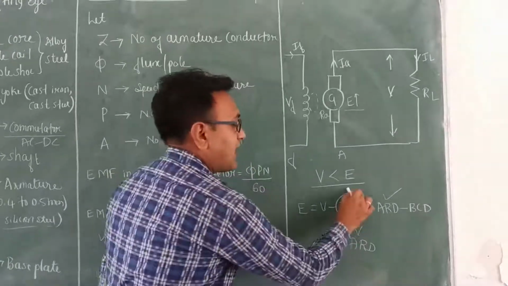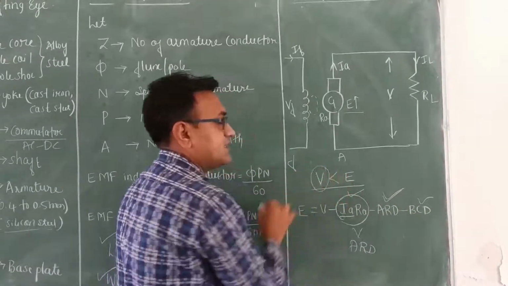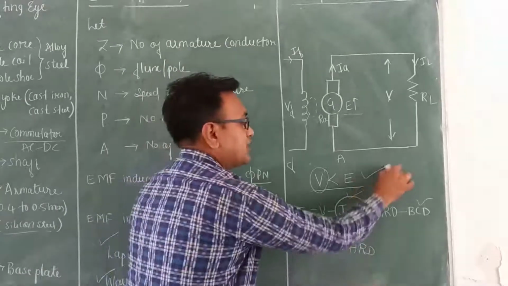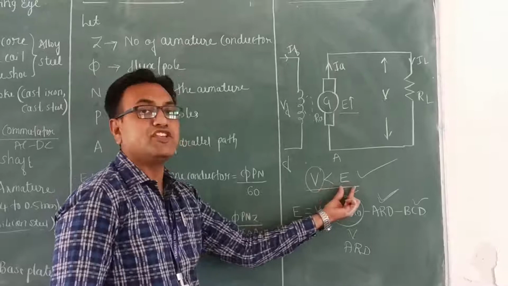So because of IA into RA, ARD and BCD, the terminal voltage is reduced by these three factors. So we conclude here that the terminal voltage is always slightly less than the induced EMF.